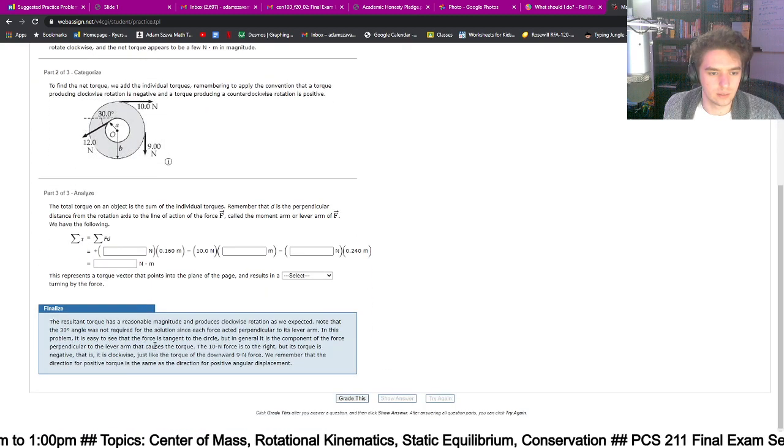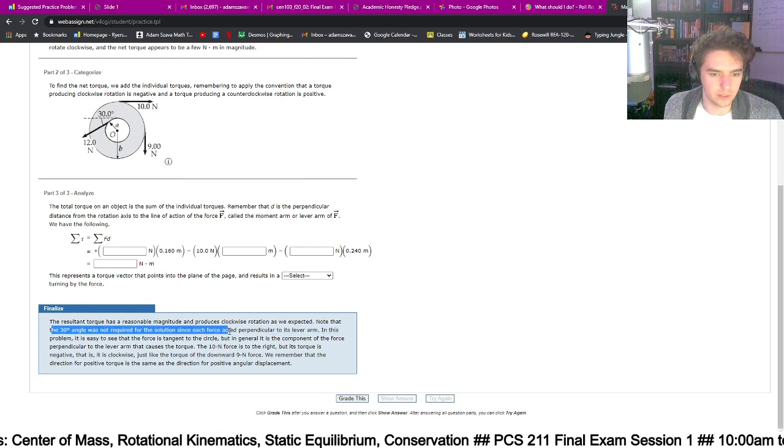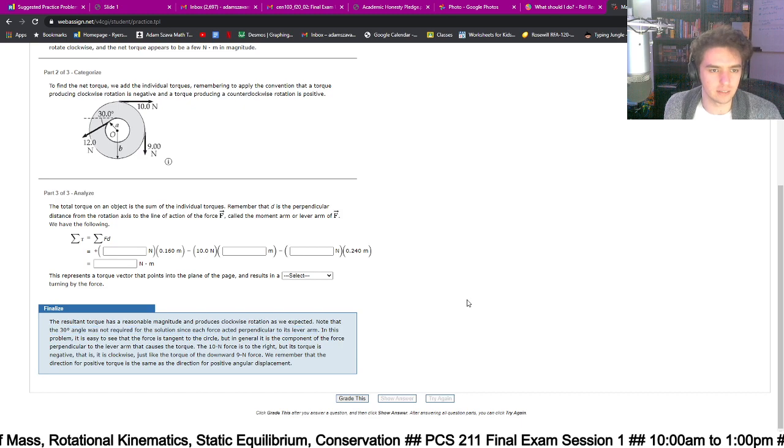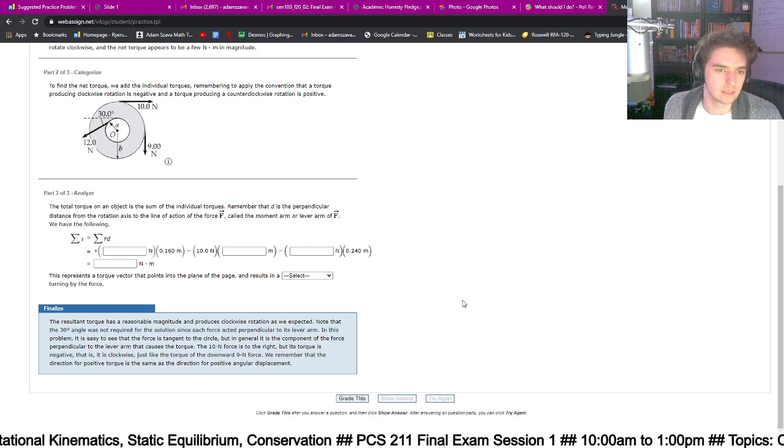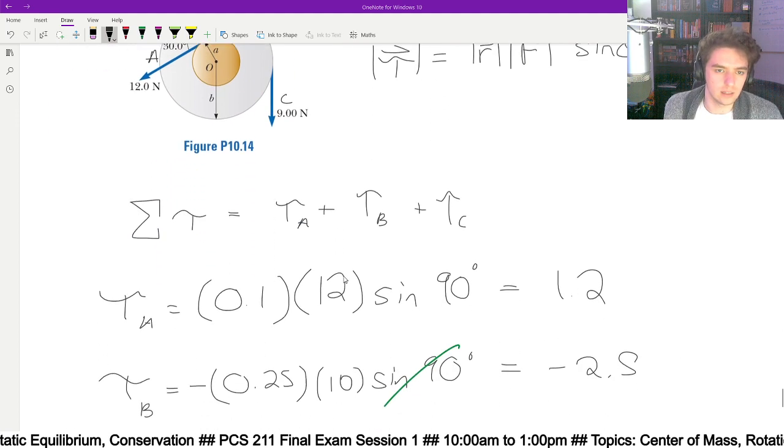Oh yeah, if you read that, it says it. Magnitude clockwise. Note this thing: the 38-degree angle was not required for the solution since each force acted perpendicular to the lever arm. Well, there we go. Good. Okay, so there you go.